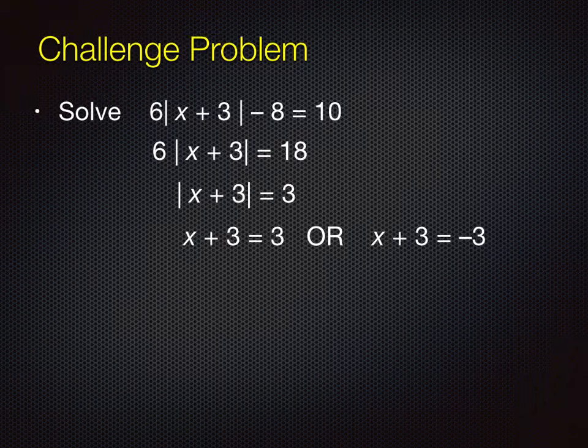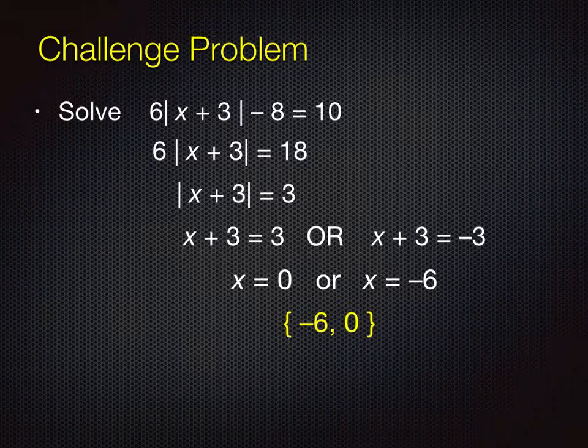When we solve these equations, we're going to subtract 3 from both sides. And x equals 0 is a valid solution. X equals negative 6 is another valid solution. There are two solutions, negative 6 and 0. So today, when we solved absolute value equations, we understand that often there'll be two solutions, like in this case. Sometimes there'll be one solution, and other times there'll be no solution to an absolute value equation.